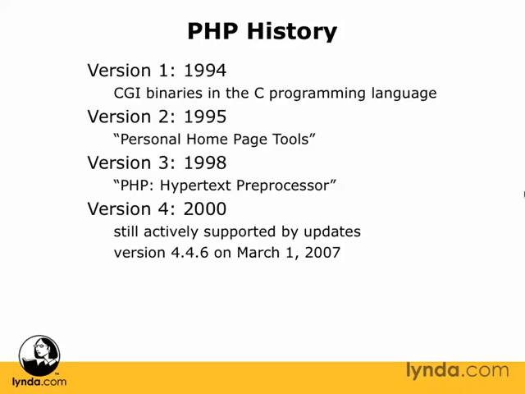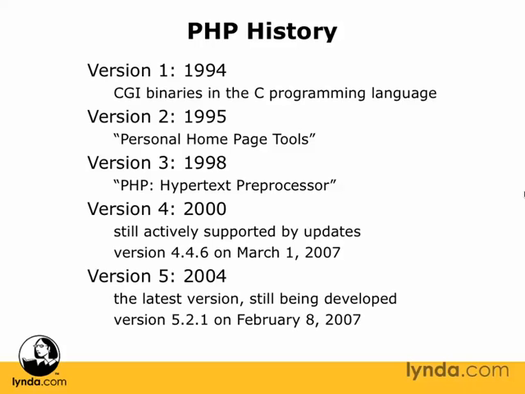works right now. There's also a version 5 of PHP, which came out in July of 2004, which is based on another new and improved version of the Zend engine. And PHP 5 includes a lot of new features, such as object-oriented programming and better database connectivity. And the latest stable version of that is going to be 5.2.1, which was released on February 8th of 2007, and again, 5.2.2 is already in the works. Now, as I mentioned, versions 3, 4, and 5 are still supported by browsers, and versions 4 and 5 are being actively supported by updates.